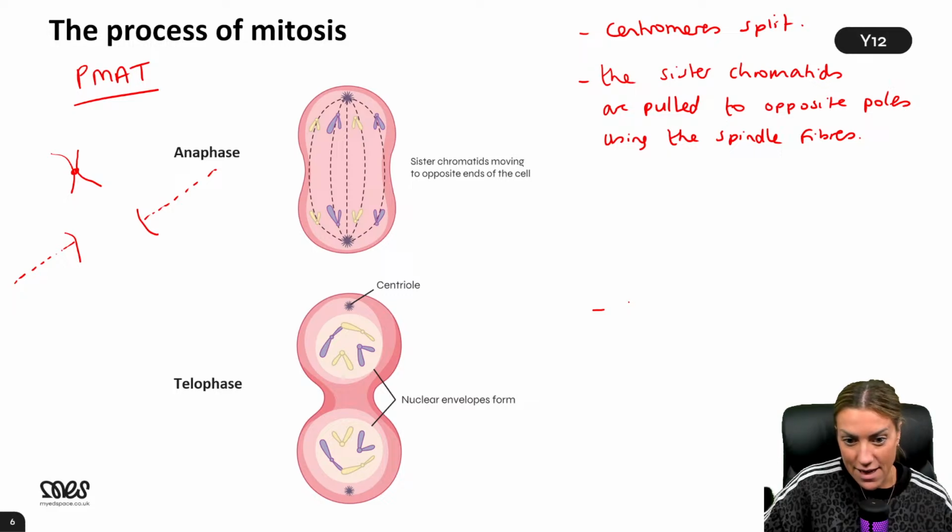Are these the same phases for both plants and animal cells? Yes, good question. Yes, these are the same phases for both plant and animal cells, so you don't have to learn anything different.